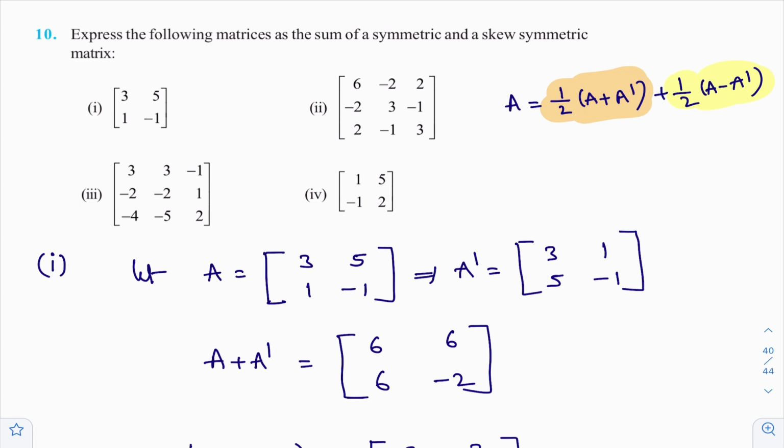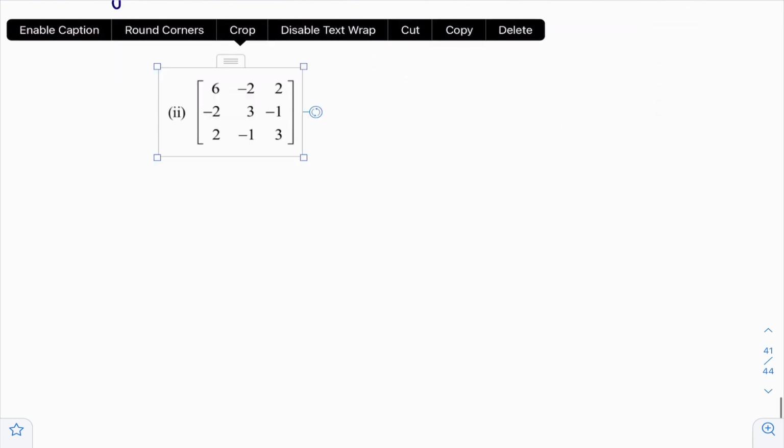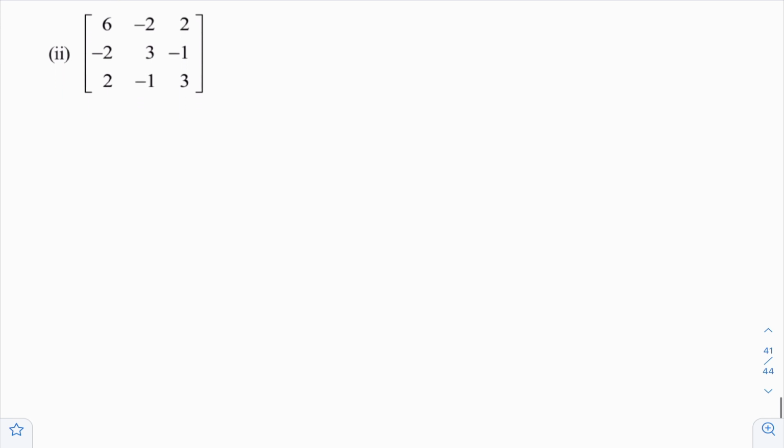See, in all the bits, this is an important question. In all the bits, they are asking us to verify. So in this question, suppose I take the second bit, how to express it as a sum of symmetric and skew symmetric matrix? First, you calculate half into A plus A dash. Next, you calculate half into A minus A dash. You know that it is a symmetric matrix and it is a skew symmetric matrix, right? So I'll do this second bit. I want you to try the third and fourth bits. For the second bit also, the procedure is the same. First, you take the given matrix as A. Okay.